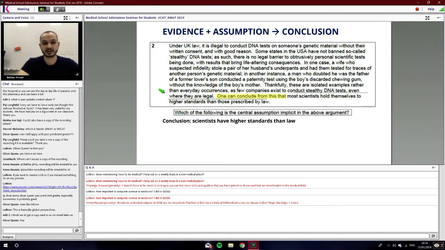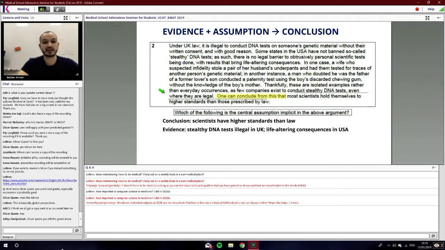That's your conclusion right there, okay? So that's something to think about. The evidence is the information given to you elsewhere, so to back that up. So stealthy DNA tests are illegal in the UK, and they have life-altering consequences in the US.